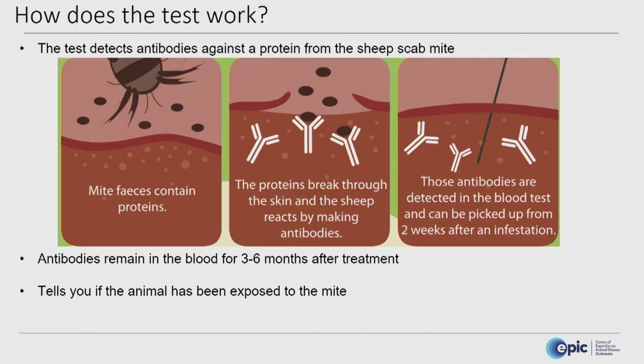So it tells us the animal's been exposed to the mite, but it doesn't distinguish between one that's infested and one that's been recently treated. So we have to have information about recent history of disease and also recent treatments when we're interpreting.